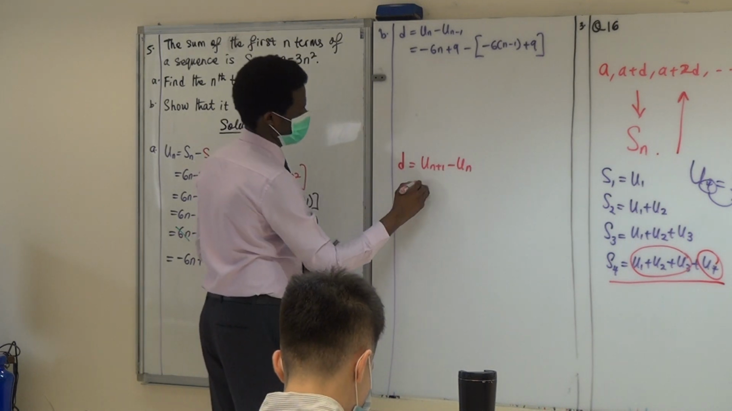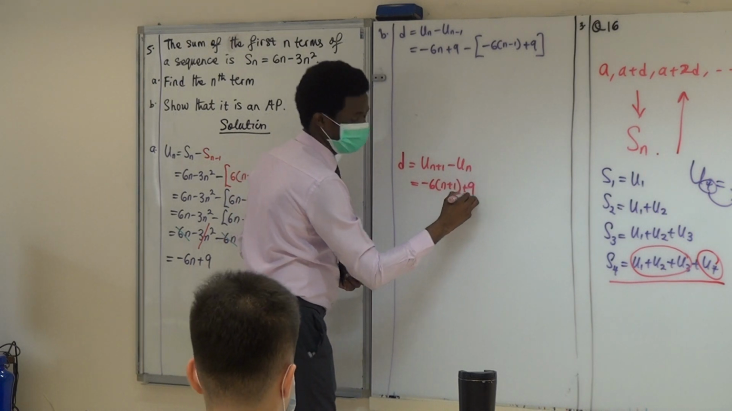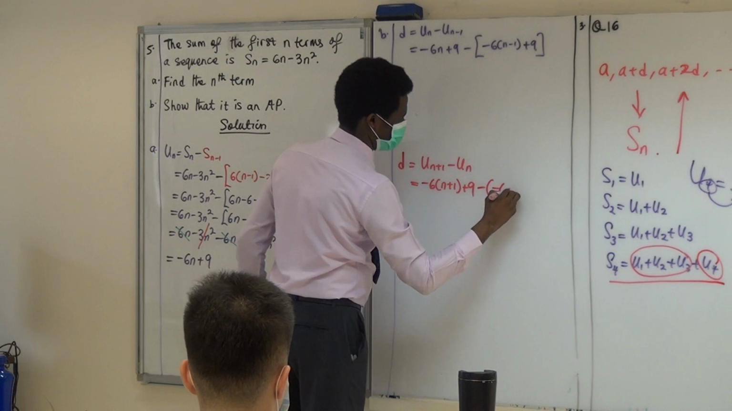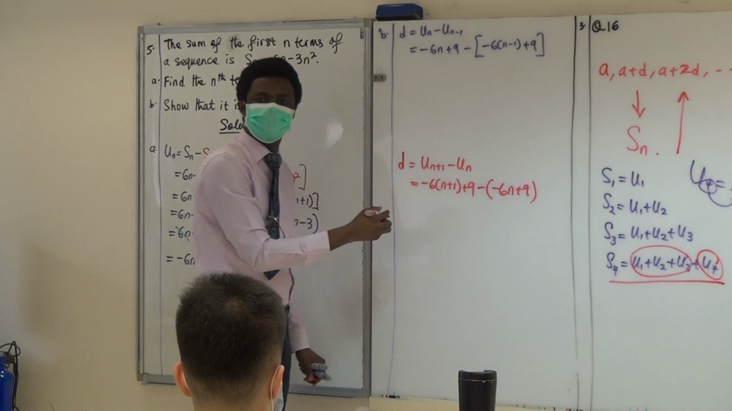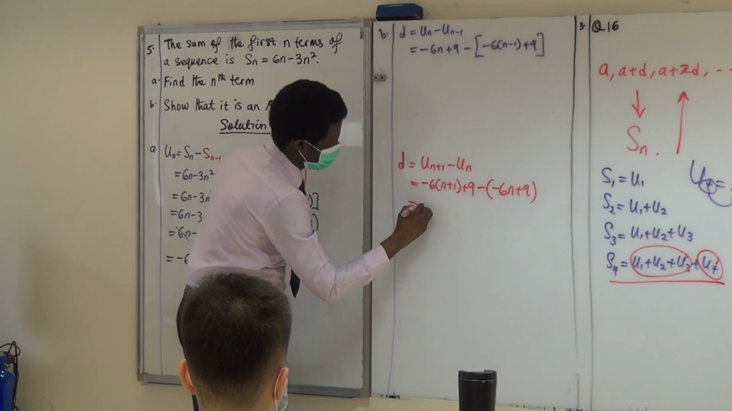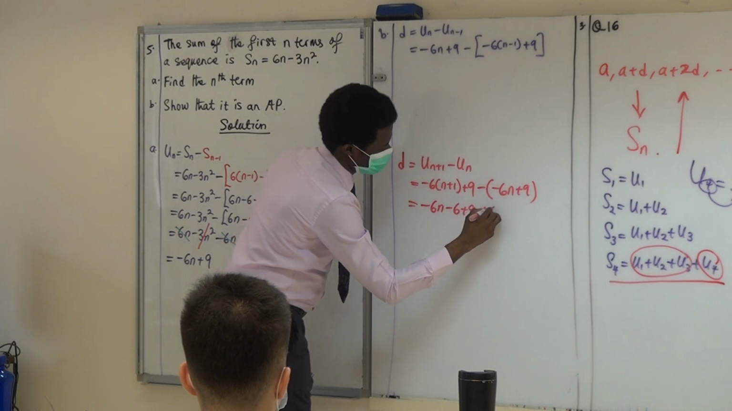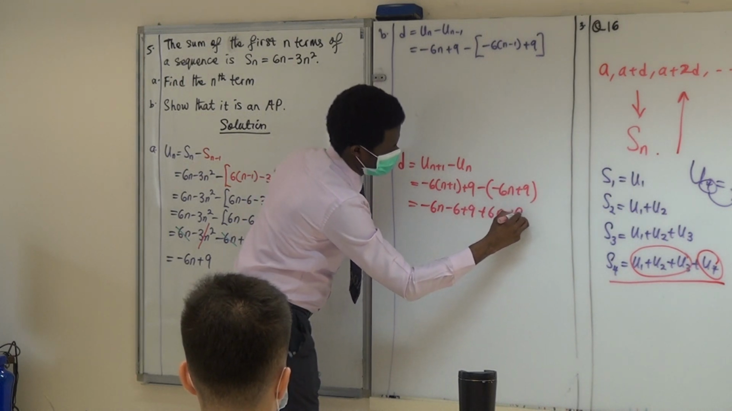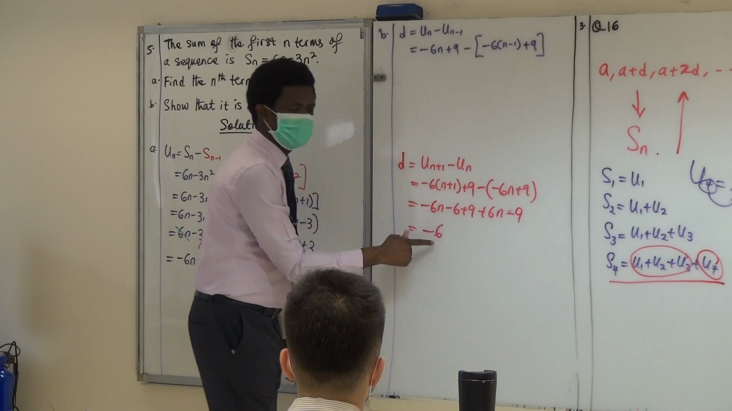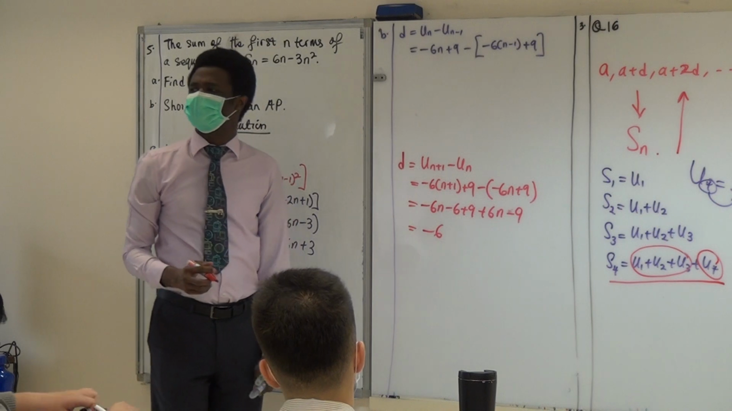Un plus 1 will be minus 6 brackets n plus 1 plus 9, right? Then minus the Un itself, minus 6n plus 9. So either way, you must get the same thing. Let's simplify one of them, then you can do the other yourself. That will be minus 6n minus 6 plus 9 plus 6n minus 9. They all cancel each other except for negative 6. Because this is a constant, it shows that the sequence is indeed arithmetic.